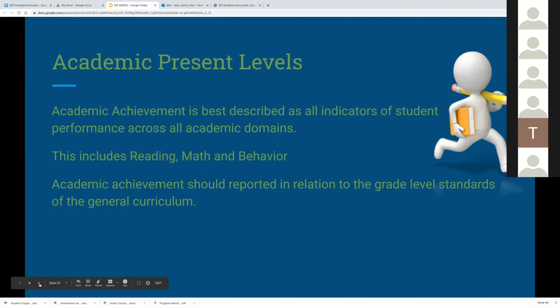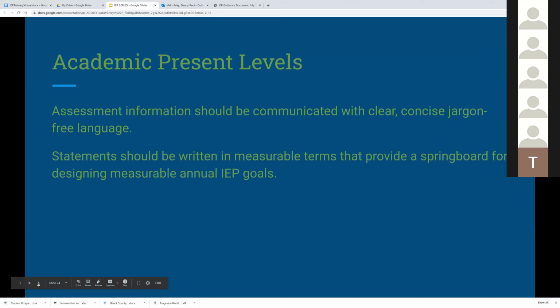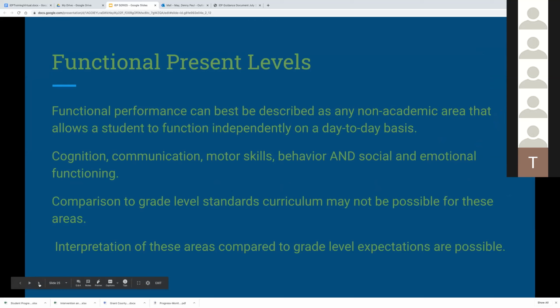Now, academic present levels can best be described as all indicators of student performance across all academic domains. This includes reading, math, behavior. Academic achievement should be reported in relation to grade level standards from the general curriculum. Academic present levels information should be communicated with clear, concise, jargon-free language. And like I said, we're going to work on that in just a second.